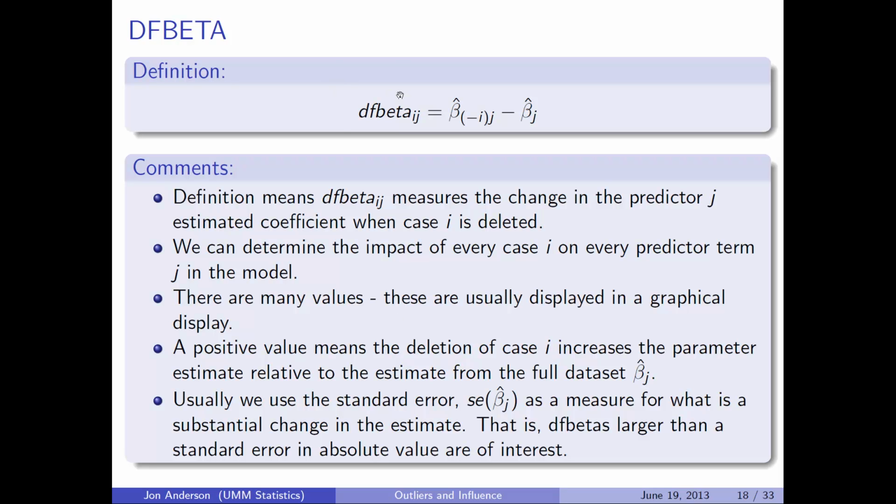And if you're going to use a DFBETA, you'll probably need to understand that these are on the scale of measurement for the beta j scale, and so they are essentially expressed in units of the response variable. What makes a big value of a DFBETA? Well, certainly relative to a standard error of the coefficient would constitute a big change.